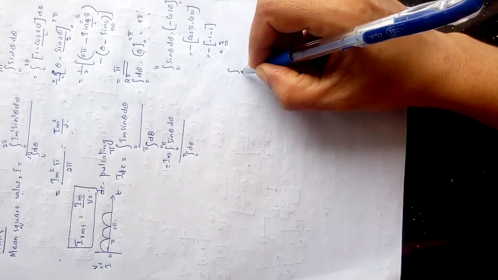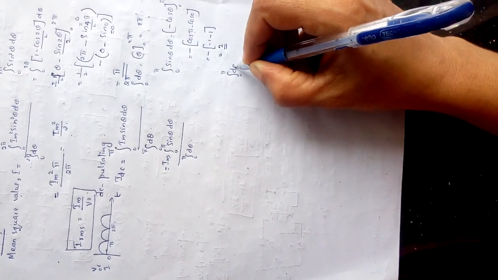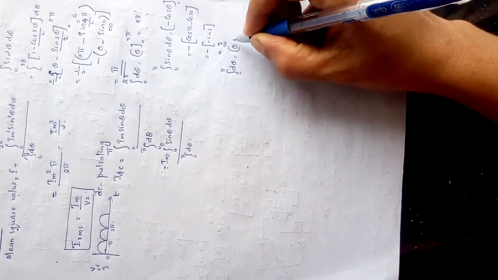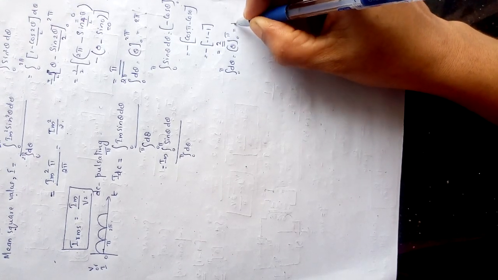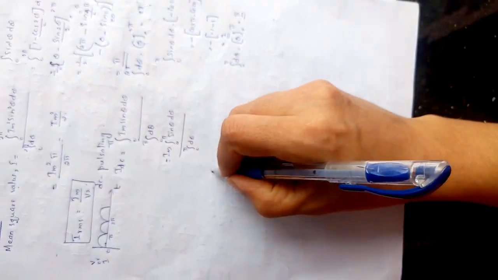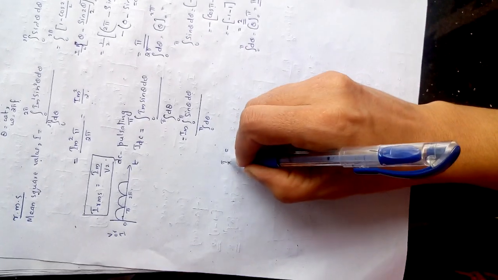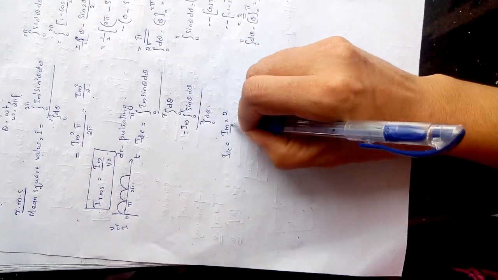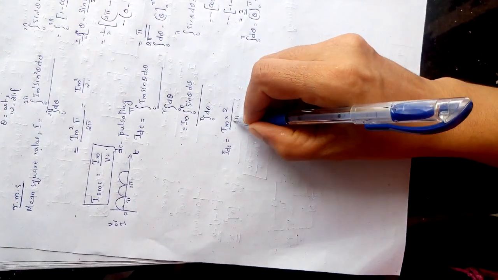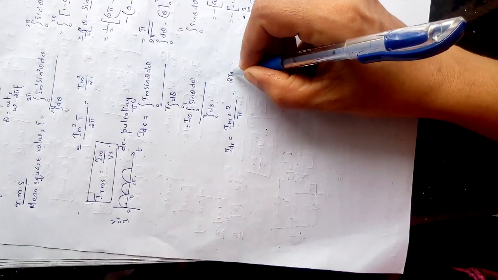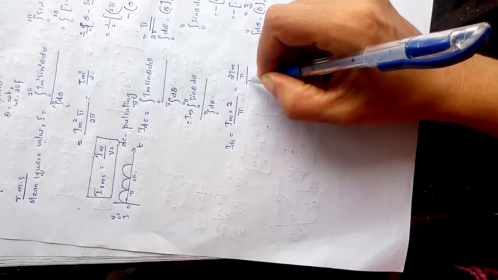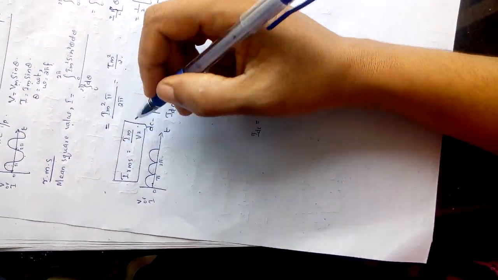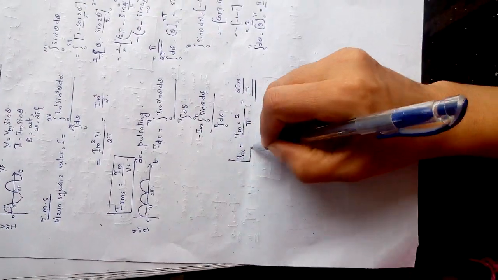Next, the integral 0 to pi d theta is theta within the limits 0 to pi, that is equal to pi. Substituting here, we get IDC equal to Im into, for the numerator we substitute 2, for the denominator we substitute pi, so the value is 2 Im by pi. So we have got the values of IRMS and IDC.